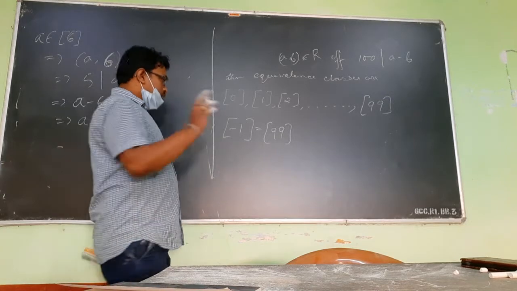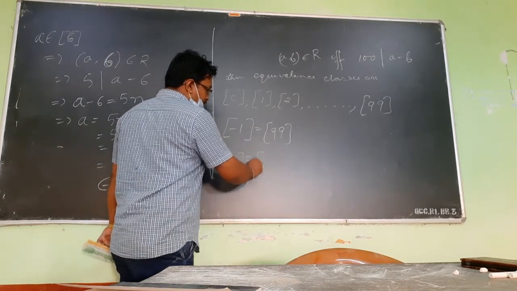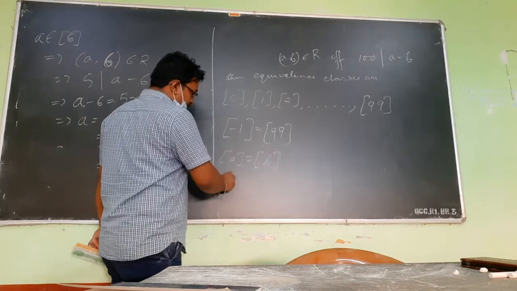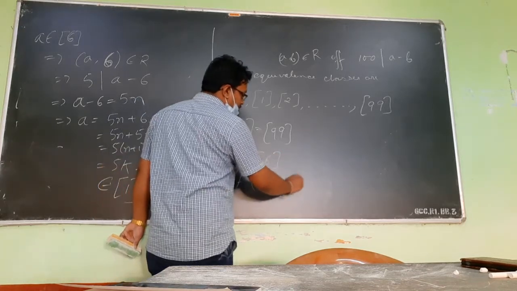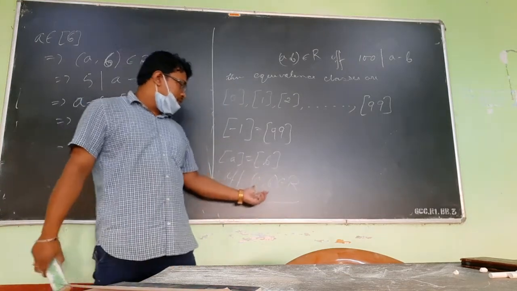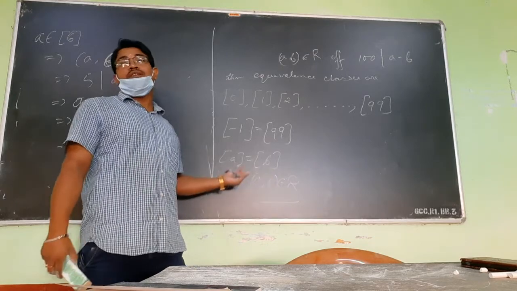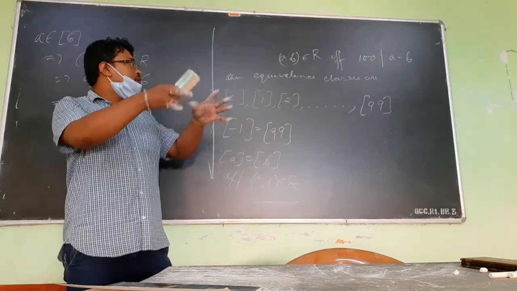So we will do one theorem which says that class A is equal to class B if and only if A and B are related, where A and B belong to R. So this is a theorem. Whenever we know A and B are related, they will have the same equivalence class. So an equivalence class is something like a group.